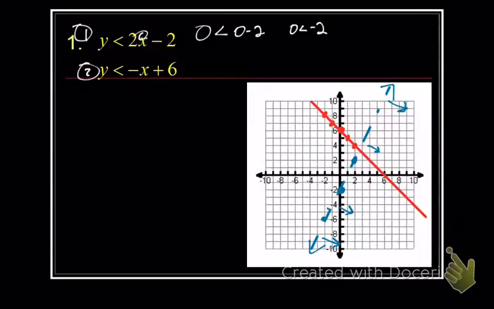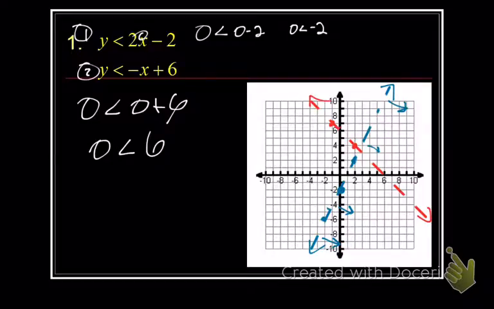Just like so. And dotted or solid, it's going to be a dotted line again because it's not equal to. Okay? Now, where are the solutions for the second inequality? Well, we got to plug in 0 for y, 0 for x, means that 0 is less than 6, which is true. 0 is less than 6, so (0, 0) is a solution. So I'm going to shade towards (0, 0).